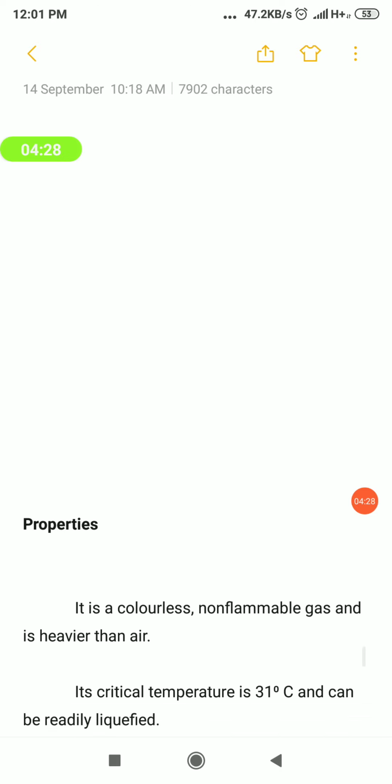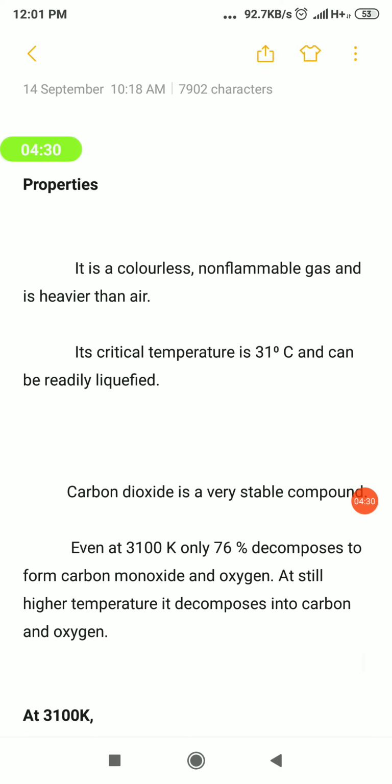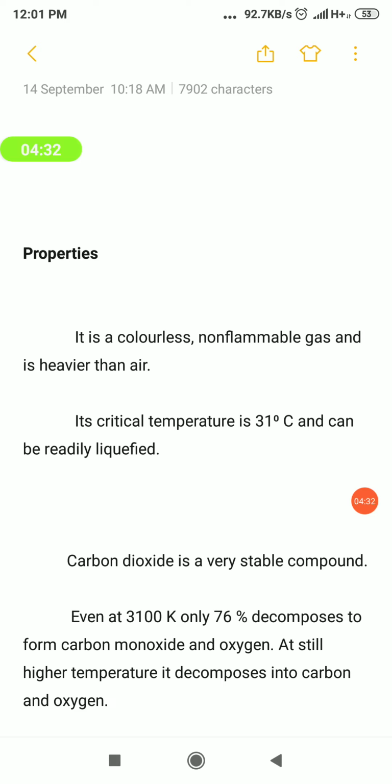Then properties, the physical and chemical properties we are going to see. First one, it is a colorless gas. It will not have any color. It is non-flammable, okay? Non-flammable means it does not catch fire and burn. And it is heavier than air. And about critical temperature, we have studied in the 11th standard gaseous state lesson. Its critical temperature is 31 degrees Celsius, so it can be easily liquefied.